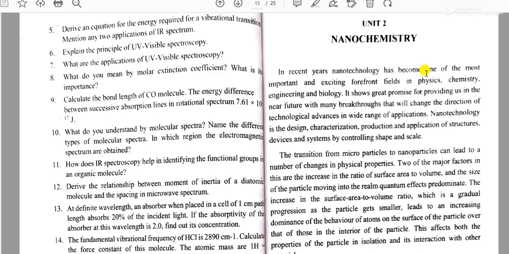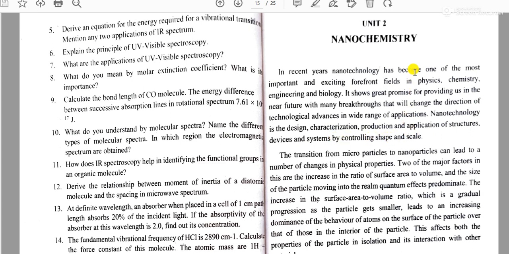So in your text you have a very good introduction in this unit. You have to read through that. So in recent years, nanotechnology has become one of the most important and exciting forefront fields in physics, chemistry, engineering, and biology, and it shows great promise for providing us in the near future with many breakthroughs that will change the direction of technological advances in a wide range of applications. And nanotechnology is the design, characterization, production, and application of structures, devices, and systems by controlling shape and scale.